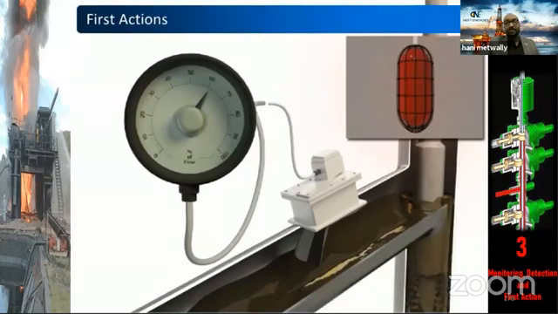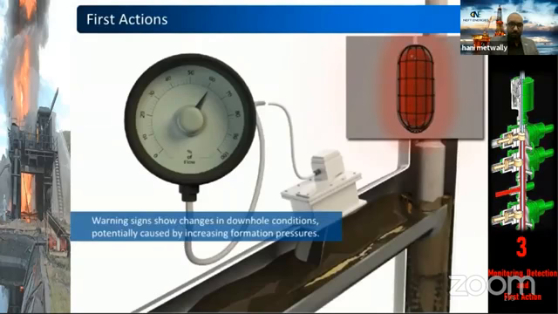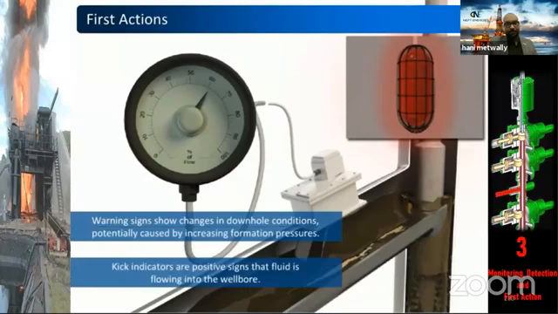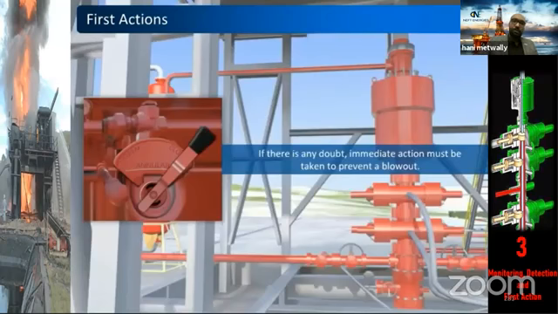What is the first action? We need to take our action now. The warning signs show that we have a change downhole. We have a problem downhole. We need to take our first action. And we consider the kick indicators are positive signs. The first action will be to shut in the well, close the well.